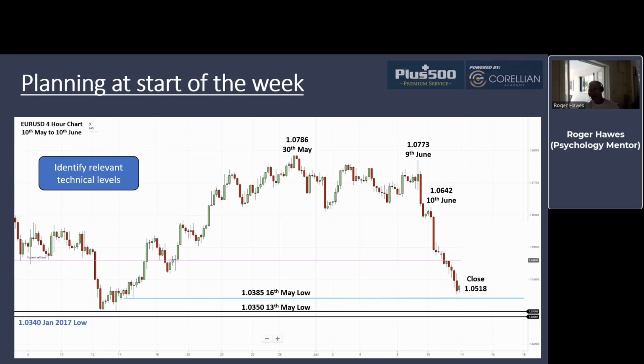So what would I glean from just a quick glimpse at this chart? Well, I would have seen that support down there at 103.50. And actually, if I'd have gone even further back down to 2017, 103.40 was a low. So that's serious information.